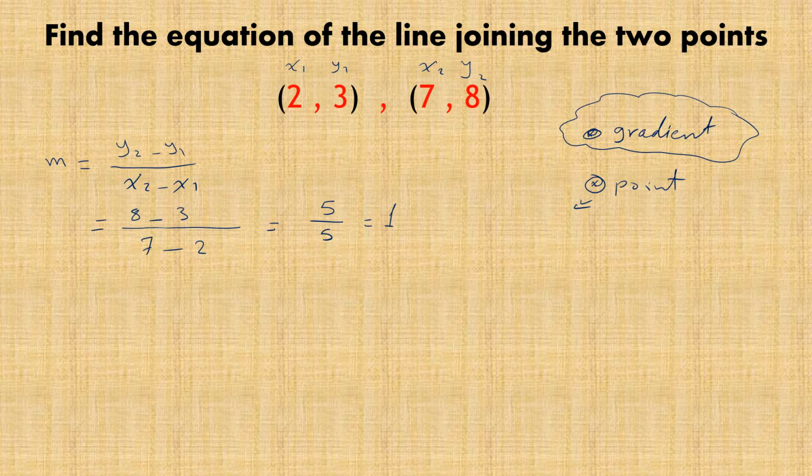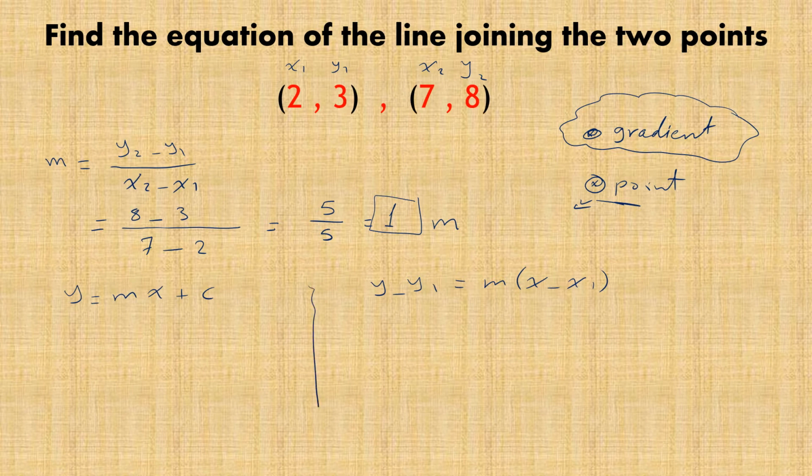And then we can use either of the two forms: y equals mx plus c, or y minus y1 equals m multiplied by (x minus x1), to write the equation, not to find the equation. To find the equation, we need the gradient, which is m, and the point. y equals mx plus c and y minus y1 equals m(x minus x1) are just forms to write the equation. We'll put the information in one of the two forms to write the equation.